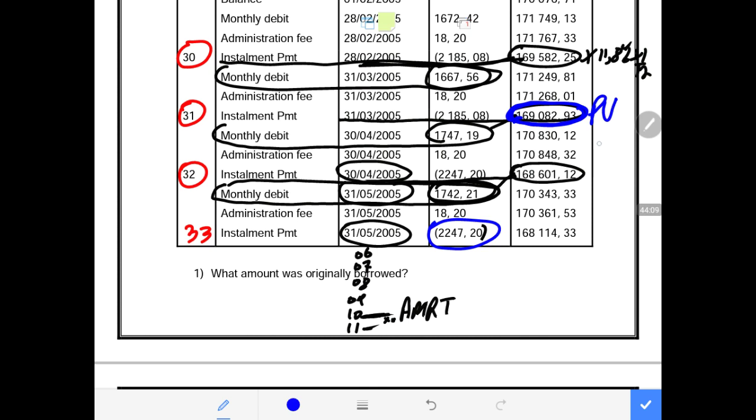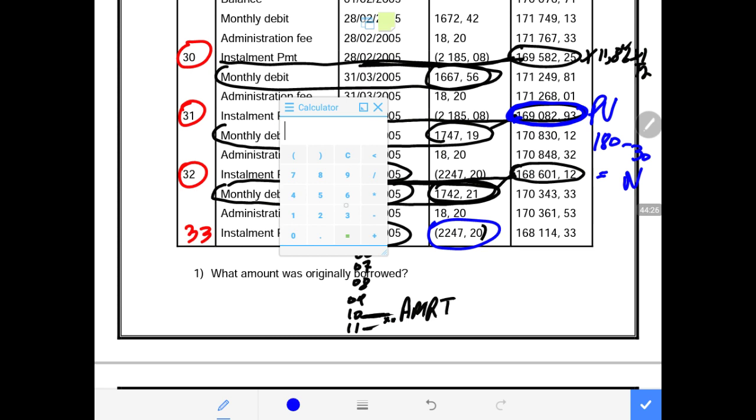And our period will be how long? Remember, we have made 31 payments. So now it will be the difference between those payments. It will be 180 minus 31. This will be our N. Let us just verify that it will be 180 minus 31. That means it will be 149 is our N.